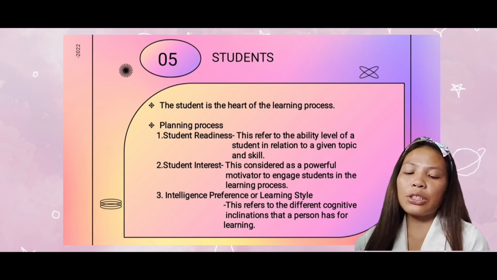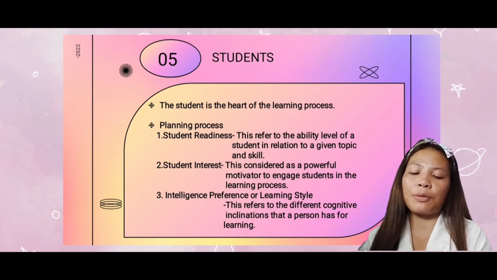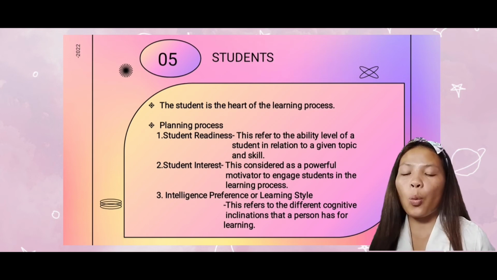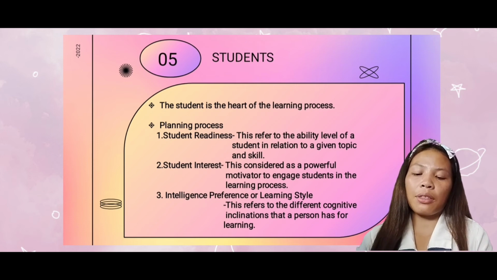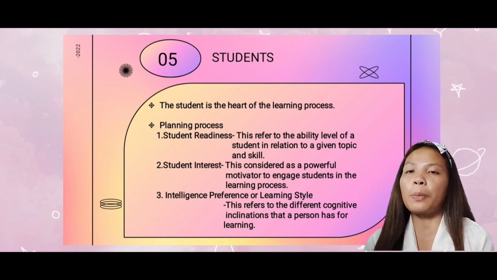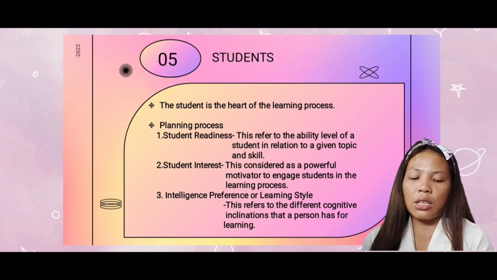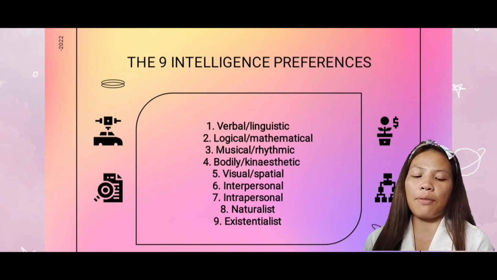Last is intelligence preference or learning style. This refers to the different cognitive inclination that a person has for learning. Some students study effectively when music is incorporated in the lesson, while other students learn more when they are shown charts and diagrams. Among the different theories on intelligence, the most famous is Howard Gardner's multiple intelligences theory. This theory suggests that students have at least 9 intelligences. What are the 9 multiple intelligences by Howard Gardner? So the 9 multiple intelligences, this theory suggests that students have at least 9 intelligence preferences.